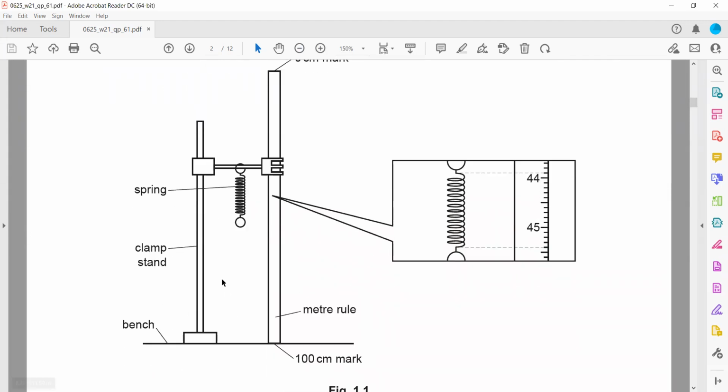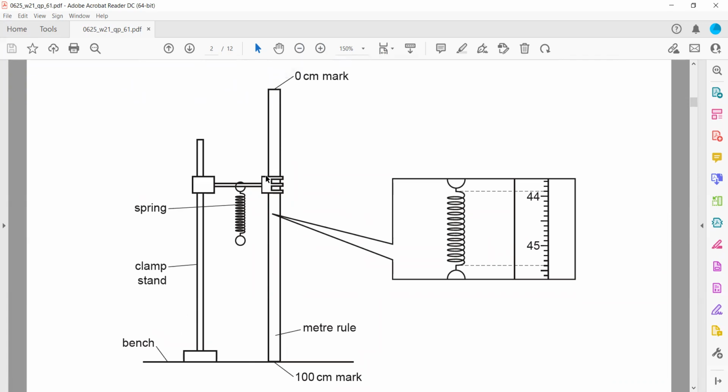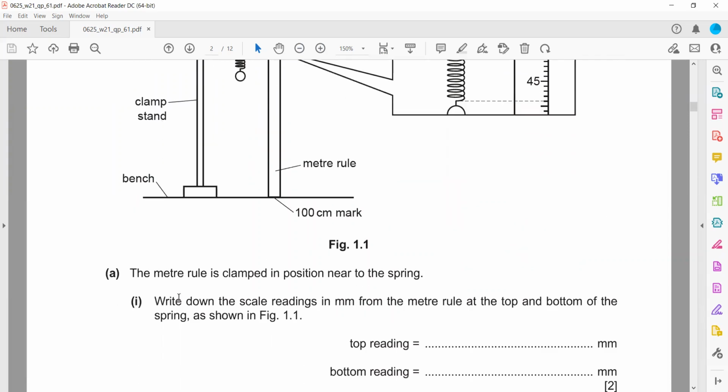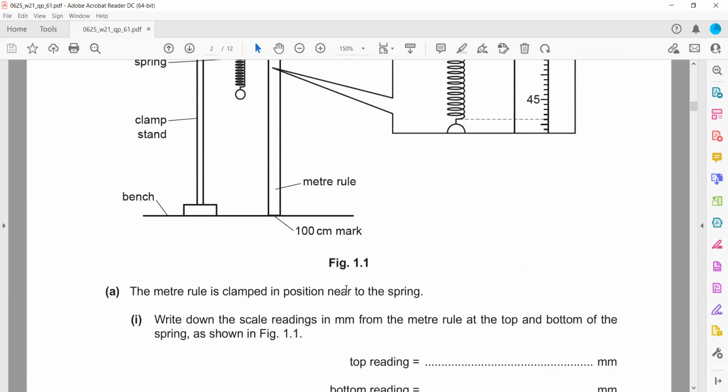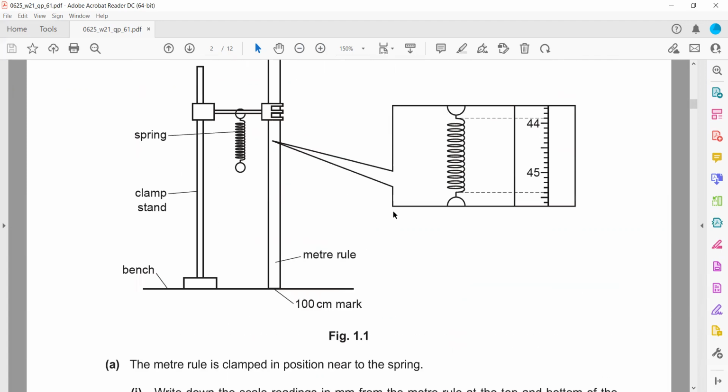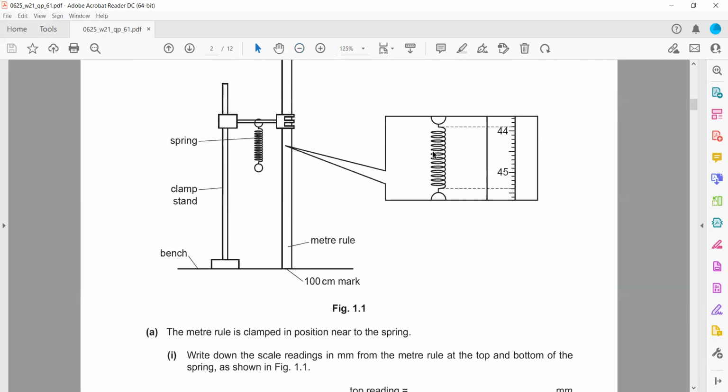The apparatus has a clamp stand, a spring, and a meter rule, or meter scale, which has markings. The meter rule is clamped in a position near the spring. Write down the scale reading in millimeters from the meter rule at the top and the bottom of the spring. What is the reading at the top of the spring? What is this value?